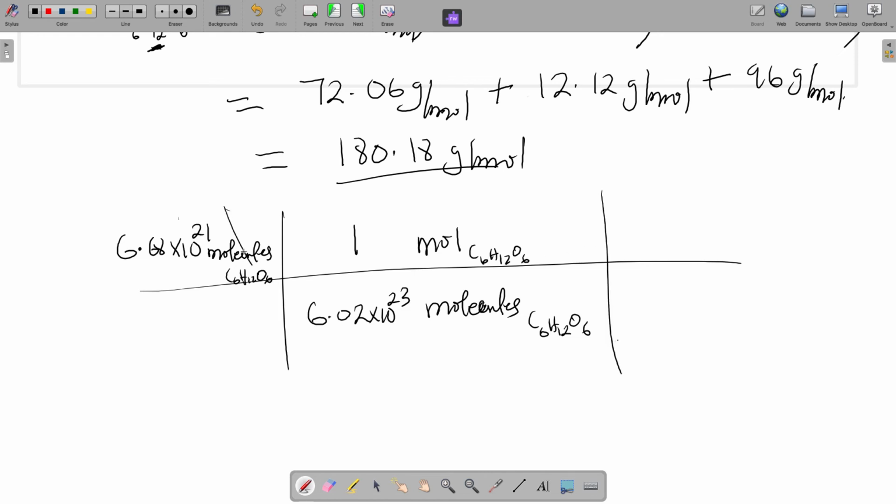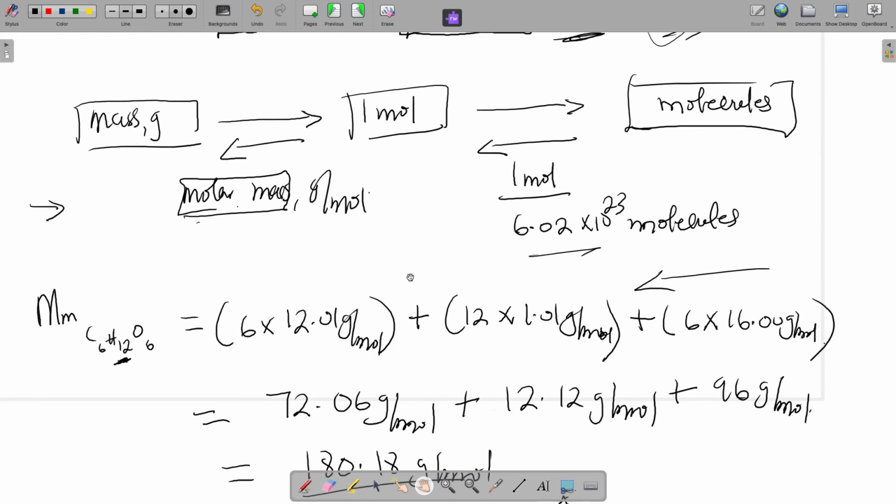As you can see, molecules will cancel molecules because they're on the diagonal. As I said before in some of my videos, the horizontal line is considered division, and the vertical line is multiplication. Since you have molecules on top and molecules at the bottom, they are dividing, so they cancel each other out. So now we have moles, but we don't want to end at moles. We want to end at grams.